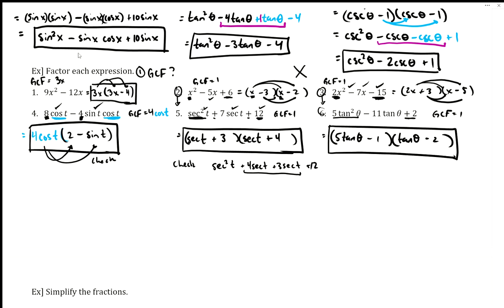So I'm boxing it now to show the full check. So 5 tangent theta times tangent theta is 5 tangent squared theta. 5 tangent theta times negative 2 would be minus 10 tangent theta. Negative 1 times tangent theta would be negative tangent theta. Negative 1 and negative 2 is positive 2. And then notice these 2 terms add up to be negative 11 tangent of theta. So everything's accounted for.